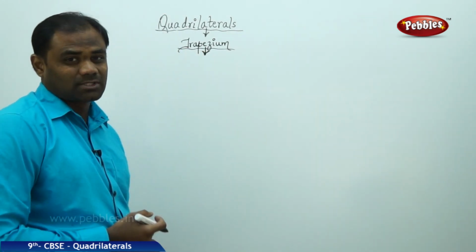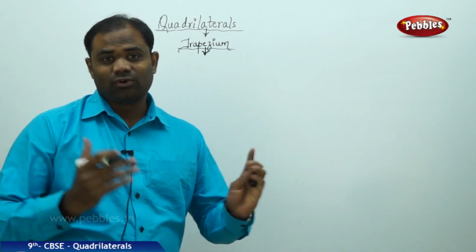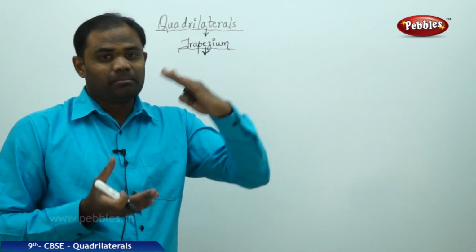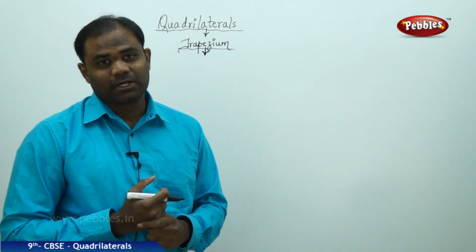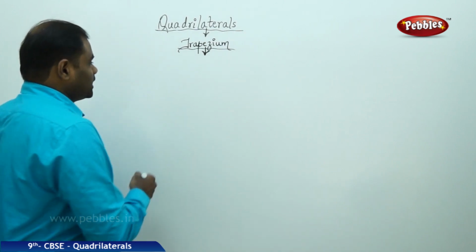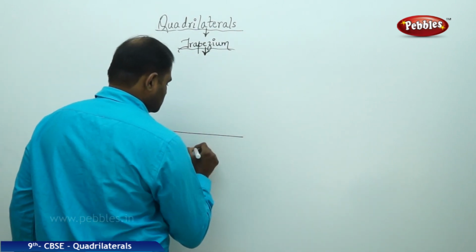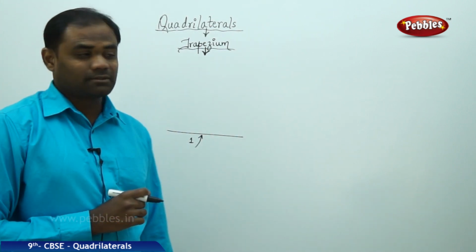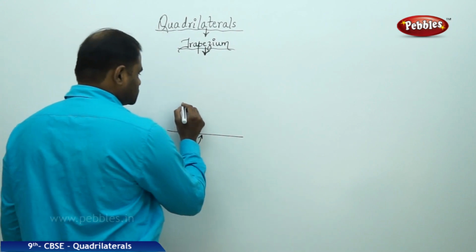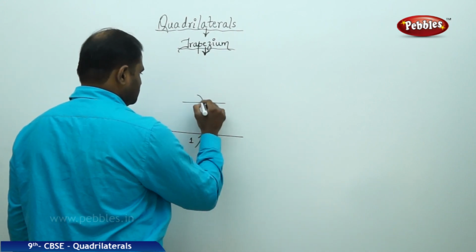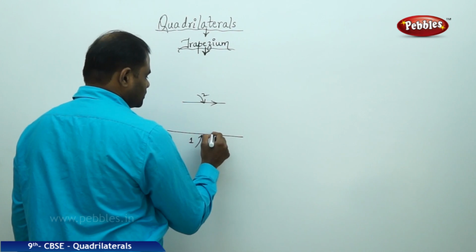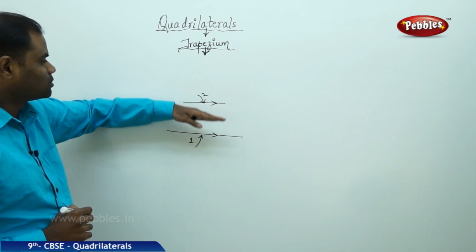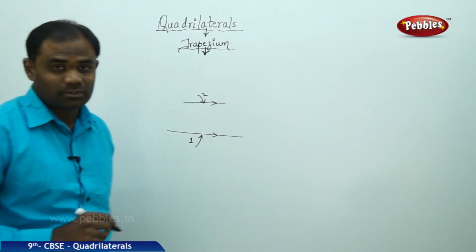Imagine I take a four-sided closed figure formed by four straight lines, such that one pair of straight lines is parallel to each other. So what I do is I take line 1, which is arranged horizontally flat. I take line 2, which I arrange exactly parallel to line 1. So first I arrange line 1, then I arrange line 2, which is exactly parallel to line 1.